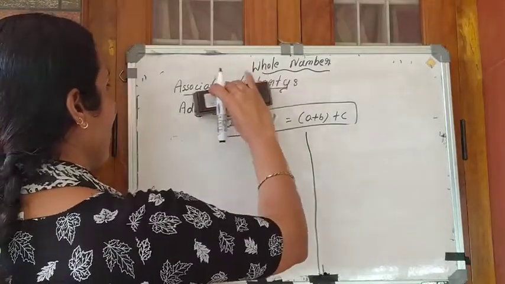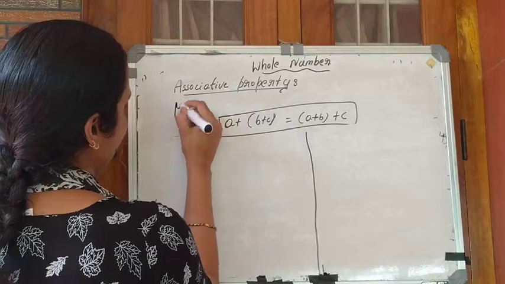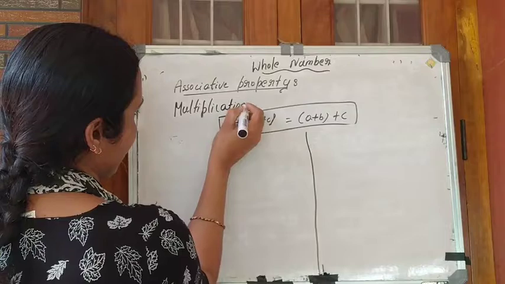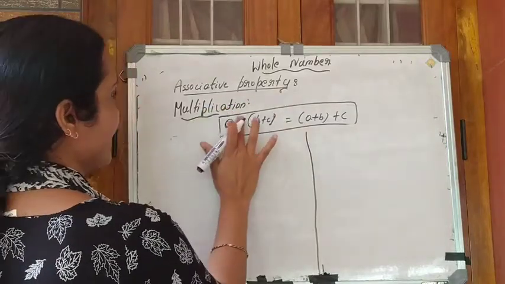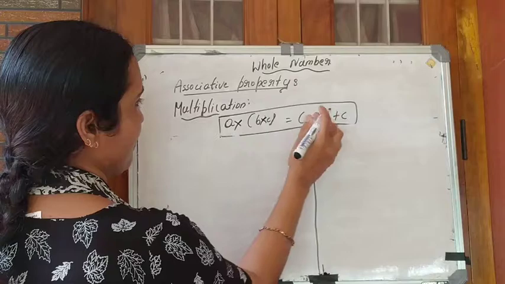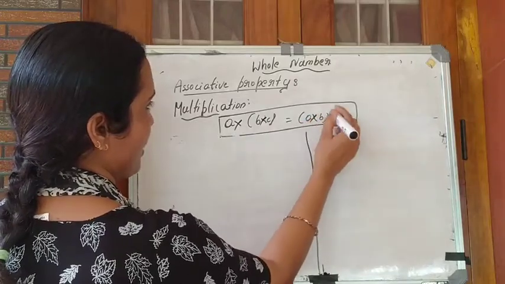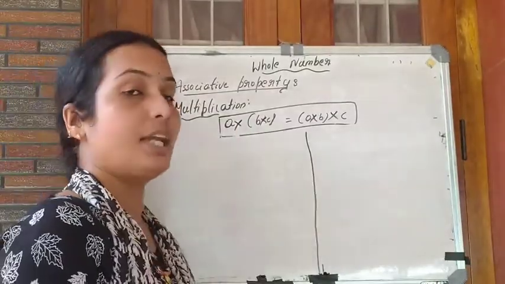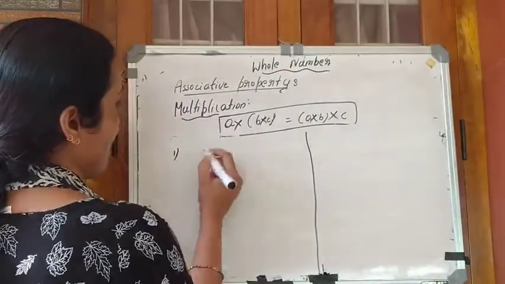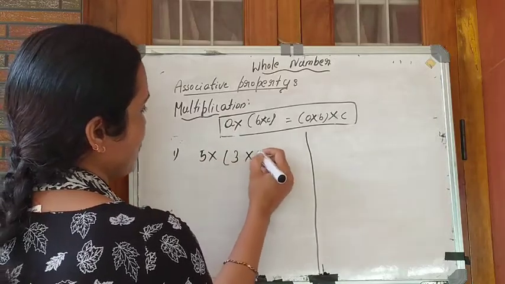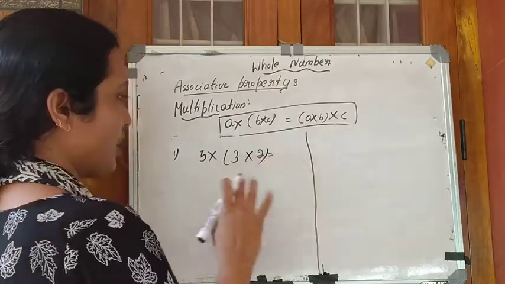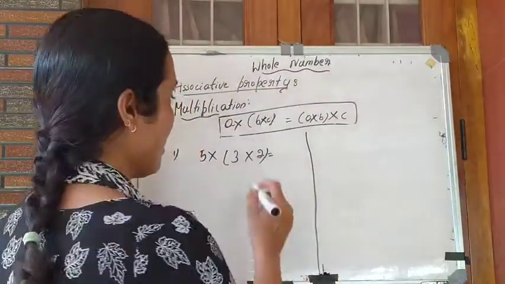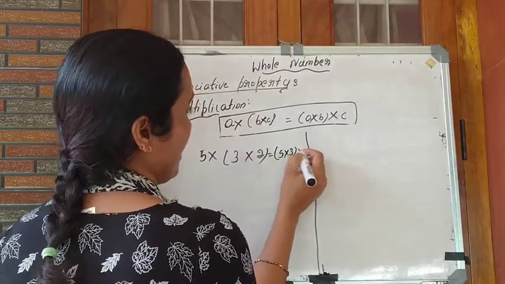Now I'll take multiplication. Is it satisfied or not for multiplication? Instead of plus we write into. A into (B into C) is equal to (A into B) into C. Example 1: 5 into (3 into 2) is equal to (5 into 3) into 2. Here also the positions of the numbers are the same; we change only the brackets.